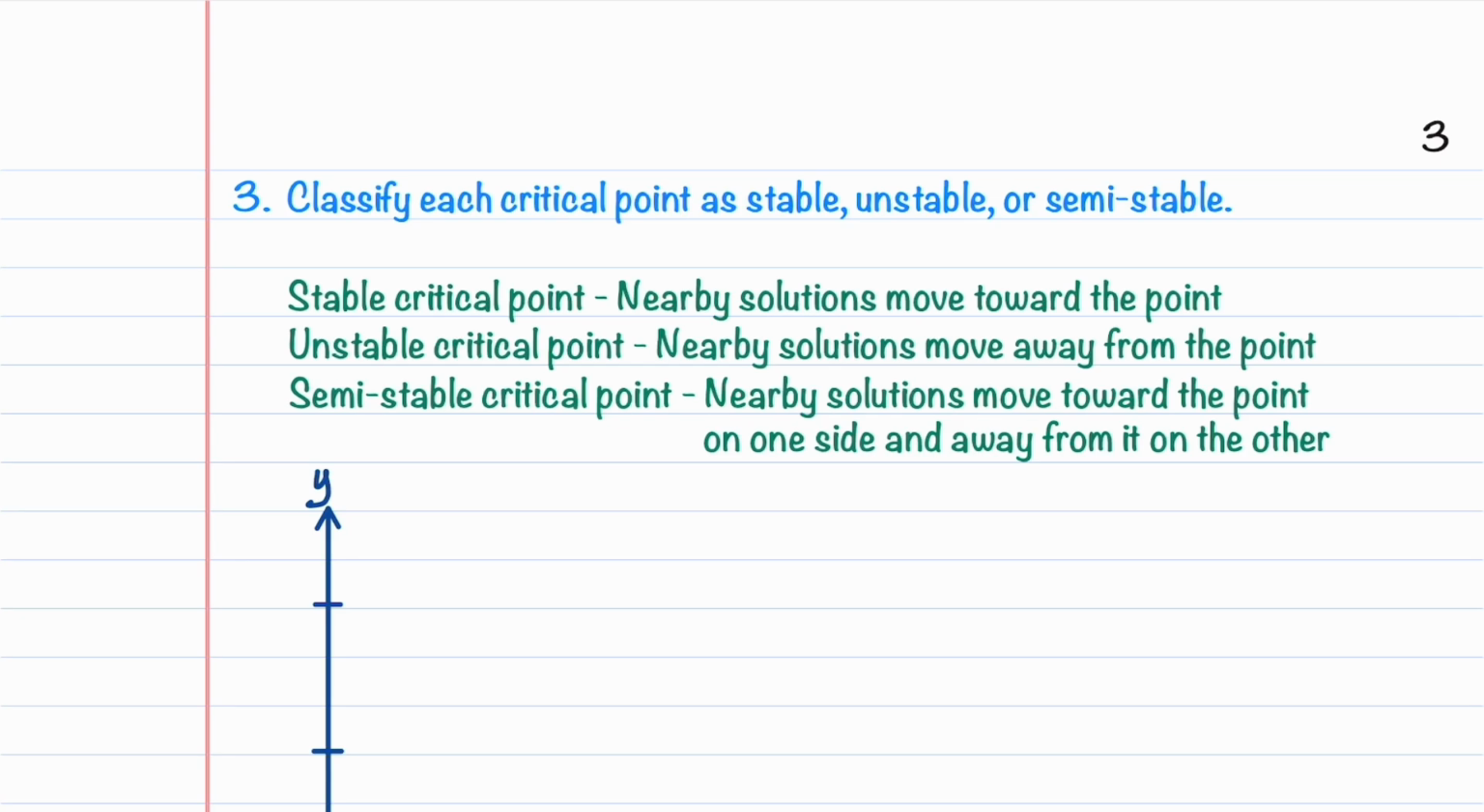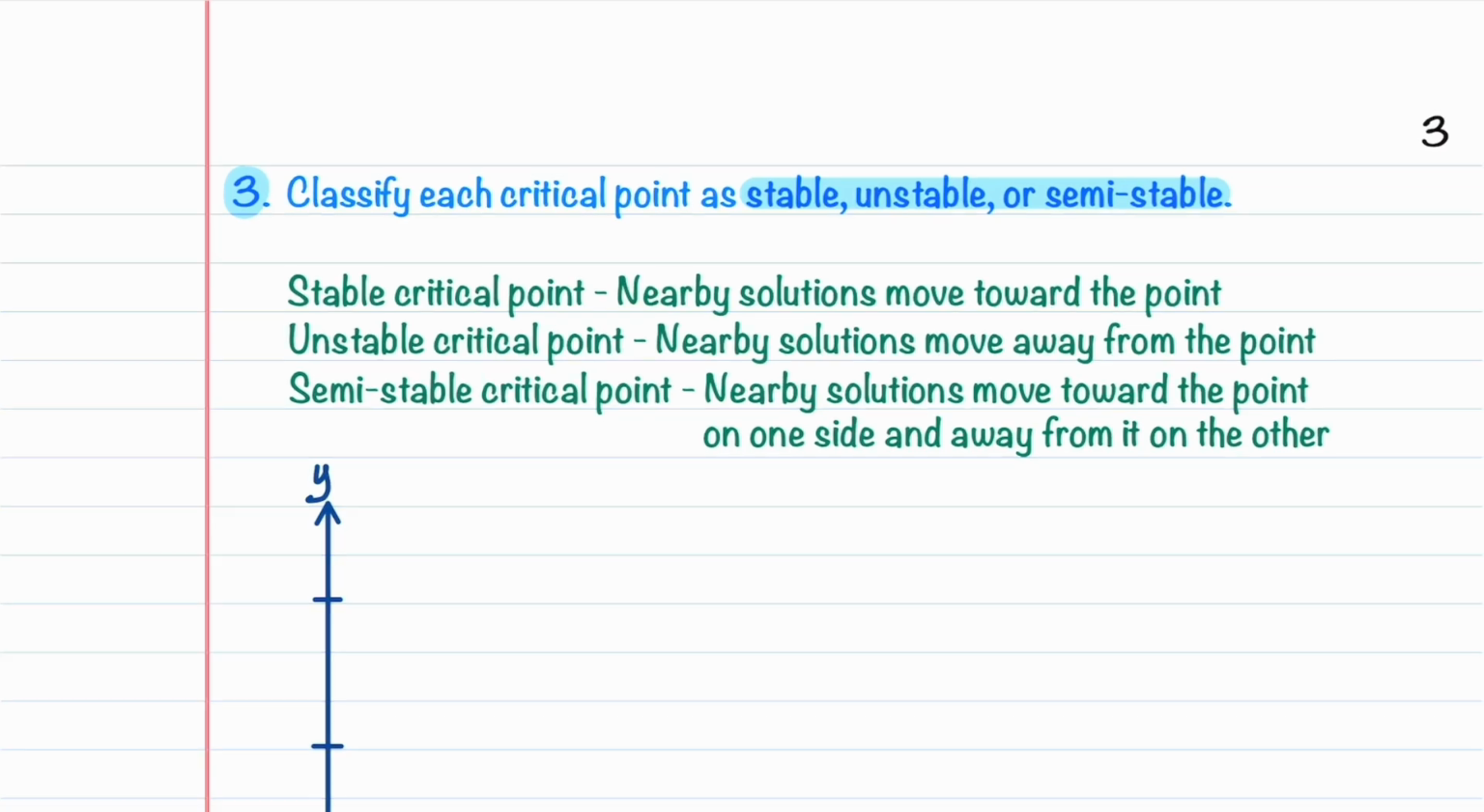Now that we know our critical points and we have our phase portrait, we are going to classify each critical point as stable, unstable, or semi-stable. Let's first learn what these definitions mean. If we have a stable critical point, nearby solutions are going to move toward the point. If we have an unstable critical point, nearby solutions are going to move away from the point. And then if a critical point is semi-stable, that one's really interesting. Nearby solutions are going to move toward the point on one side and move away from it on the other. I'll do an example here in a minute that has one of these points.